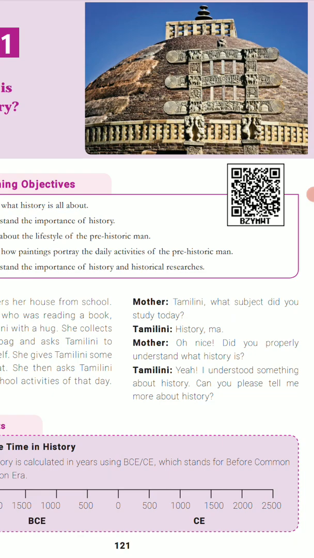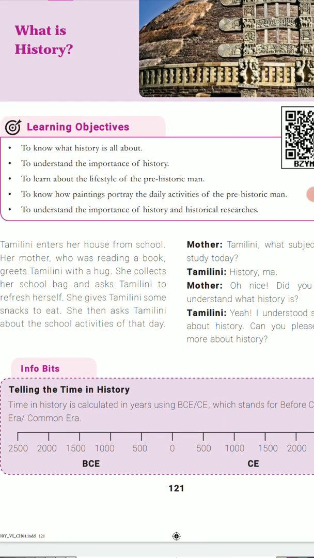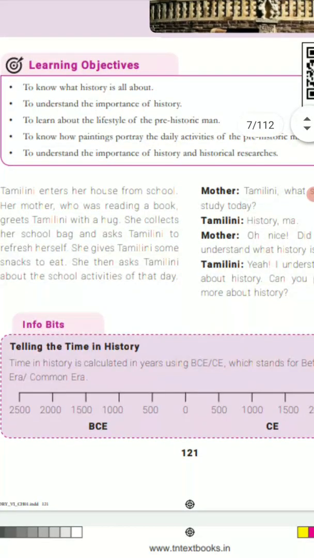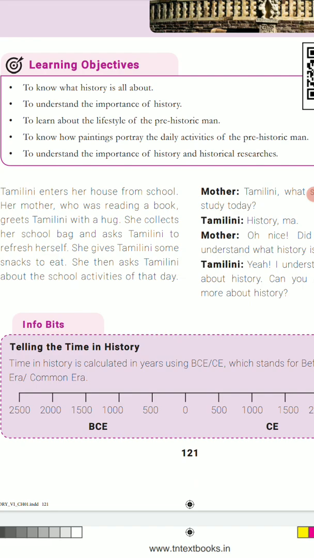understand the lesson. First of all, how to tell time in history. Dear children, time in history is calculated in years using BC. BC means before Christ or before Common Era, and AD. AD means Anno Domini or Common Era. So this is the time in history.